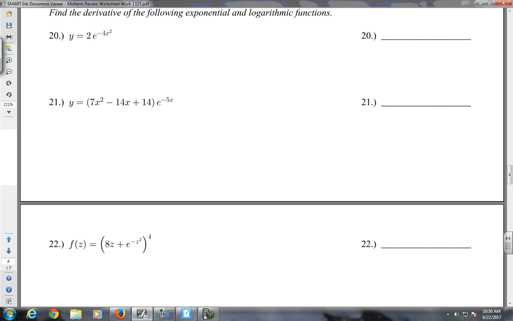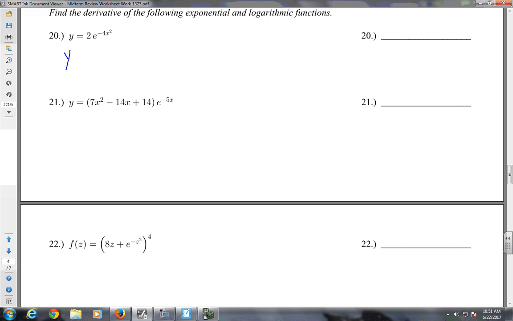In this section of our midterm review videos, I'm going to be working problems 20 through 26. We'll be dealing with our rules of differentiation, including product, quotient, and chain rule, but as they apply to exponential and logarithmic functions. So on problem 20, notice we're differentiating an exponential function.